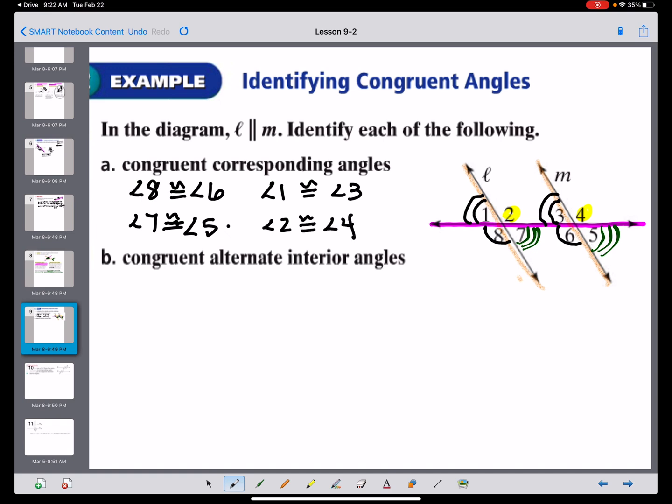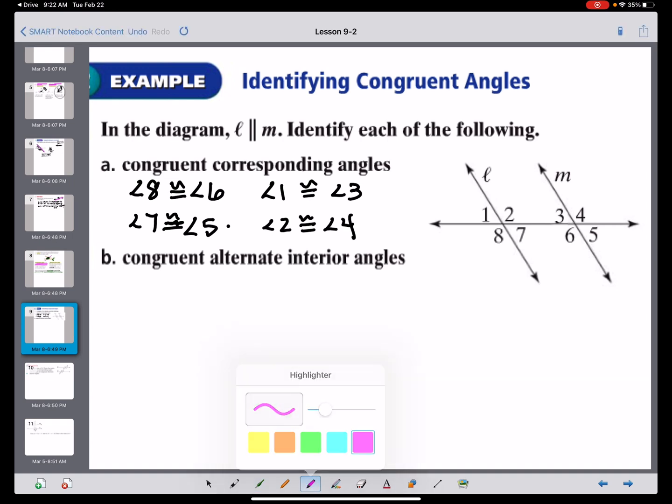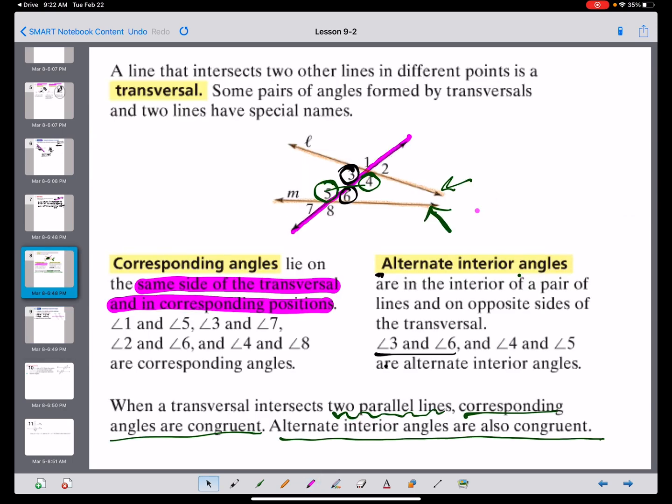All right, now let's try, let's erase that, there we go. Okay, so my transversal was right here. Now I'm ready to identify alternate interior angles. Let's look back at the definition. Alternate interior angles are on the inside of the 2 orange lines, but on opposite sides of the transversal.